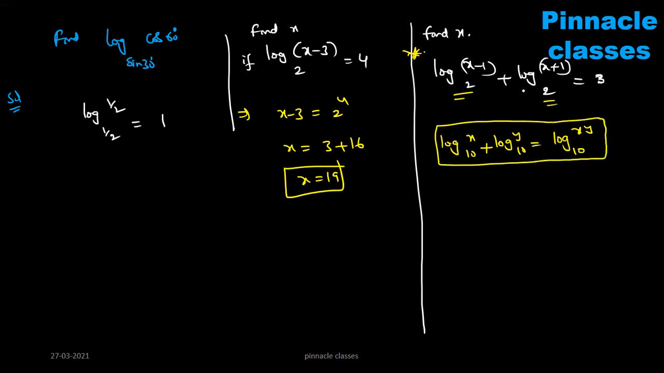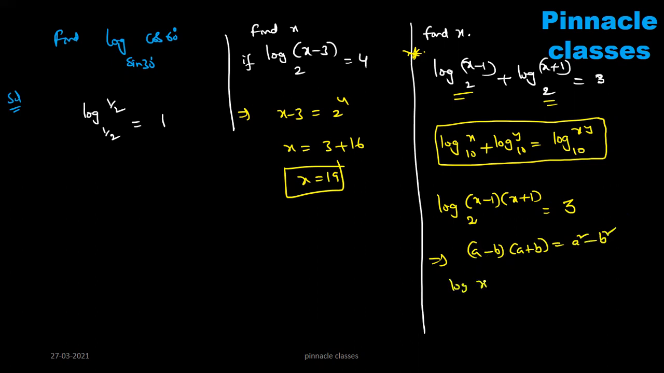Now here also, logarithm of (x minus 1) into (x plus 1) to the base 2 is equal to 3. A minus b into a plus b: how much? x square minus 1, a square minus b square. So here we can write log of x square minus 1 to the base 2 is equal to 3. Converting into exponential form means x square minus 1 is equal to 2 cube. 2 cube value is how much? 8.